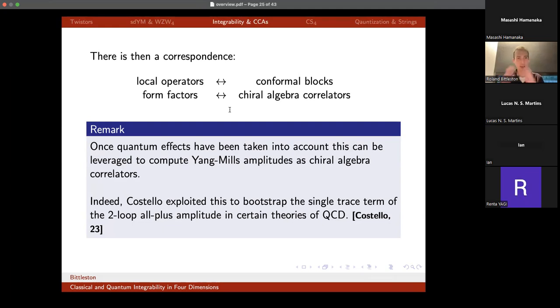As I say, everything I've said so far is only at tree level, but once we've taken into account quantum effects, this can be leveraged to compute Yang-Mills amplitudes as chiral algebra correlators. It's been exploited by Kevin to compute the single trace term in a two-loop all-plus amplitude in a certain theory of quantum chromodynamics. Bootstrap it. So without using any Feynman diagrams, just a chiral algebra computation, which I think is really quite incredible.